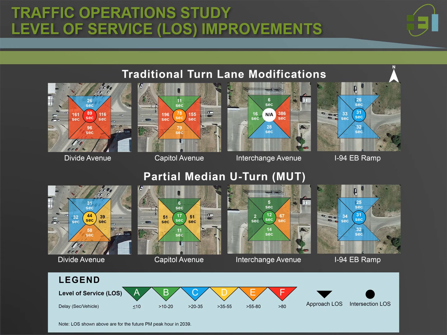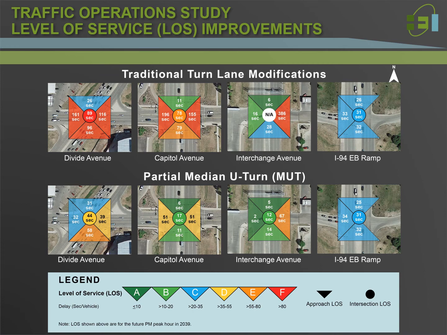As mentioned earlier in the presentation, the recent traffic operations study analyzed each intersection in the project study limits and reviewed the future year 2039 traffic capacity and provided recommendations to improve traffic safety and intersection level of service along State Street. As we have already discussed, these 2 safety improvement recommendations were the traditional turn lane modifications alternative and a partial median U-turn alternative. For intersection level of service, any location with a grade D or better is considered acceptable by the North Dakota Department of Transportation.